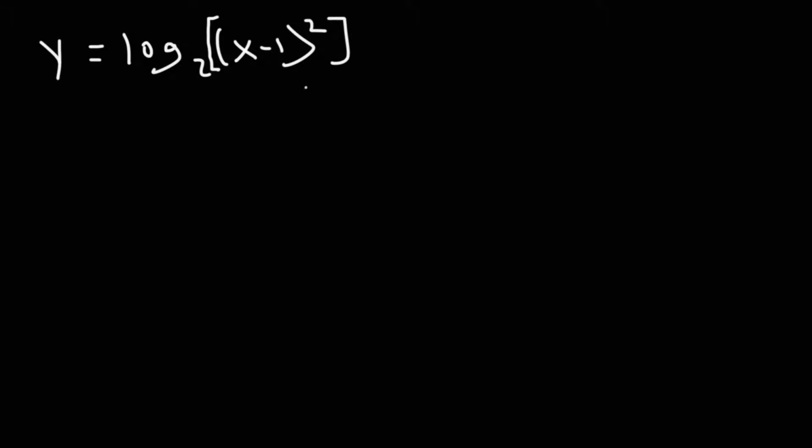Now let's try another example. So let's say we have the function y is equal to log base 2 of x minus 1 squared. Go ahead and try that. So keep in mind the square will be applied before the information goes inside the log function. So you can view it like this. So the entire part x minus 1 squared, all of that is within the log function. So that has to be greater than 0.